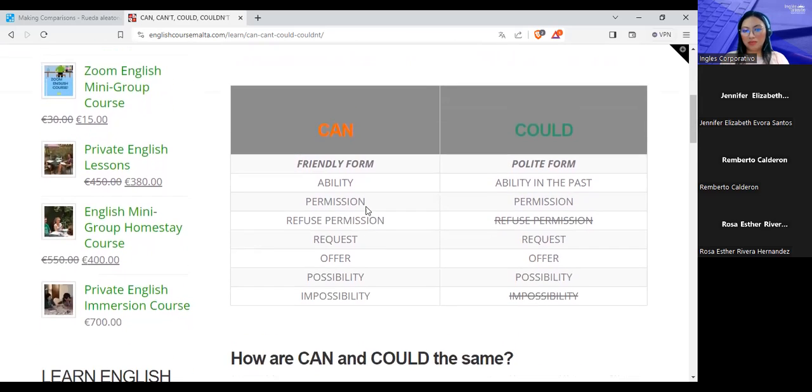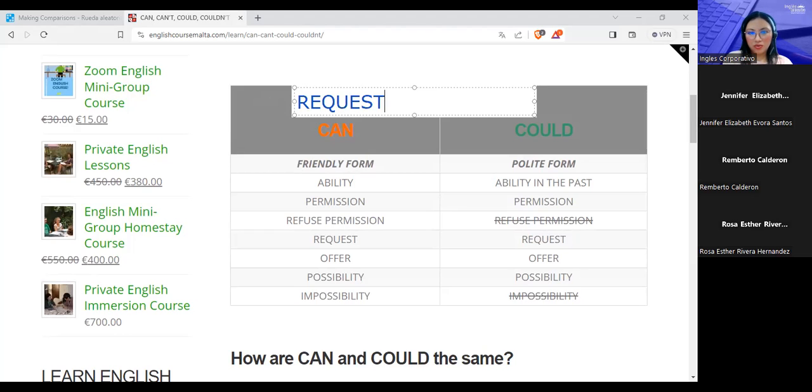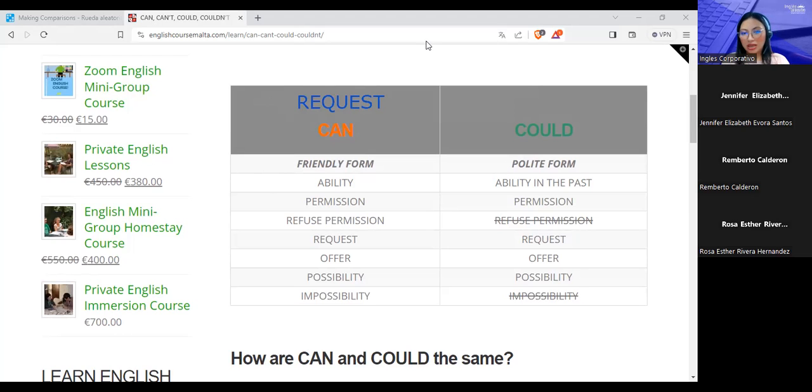Revisemos las situaciones. Este cuadro es el que me interesa saber. Diferencias. What are the differences between can and could? La primera que nosotros tenemos que recordar es esta. Can, it's whenever we ask for something. ¿Cómo le llamamos a eso? Hacer una solicitud en inglés. ¿Cuál es la palabra que ocupamos? Request. Whenever we ask somebody to do something for us. Request. Friendly or polite. Acá le llaman amable, pero yo siento que ambas son amables. Pero la diferencia es la formalidad. Less formal, more formal. Perfecto.